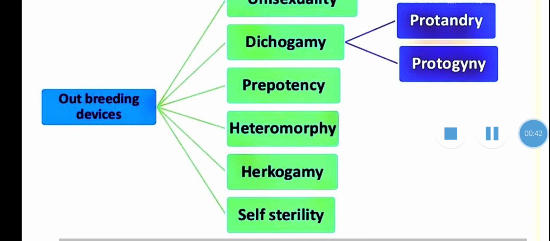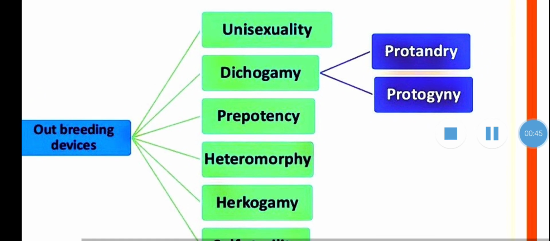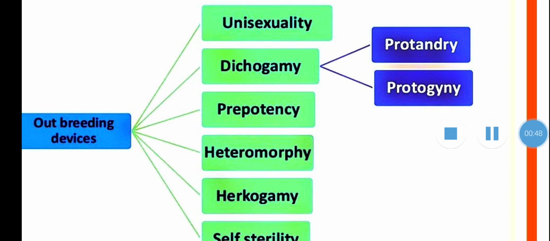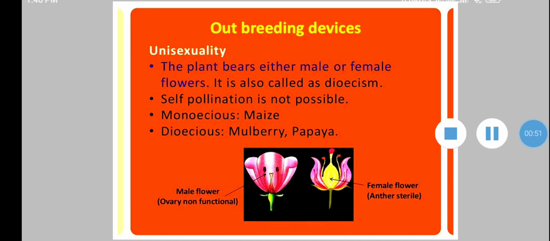From these different types, dichogamy further has two types, that is protandry and protogyny. Students, many plants have mechanisms that prevent self-pollination. Now we know that in self-pollination, variation or genetic diversity cannot be seen. So to promote cross-pollination and increase genetic diversity, plants have naturally evolved wide varieties of sexual strategies. Genetic diversity is very essential for natural selection or evolution, which is carried out by natural selection. Thus, plants have developed many devices to encourage cross-pollination.